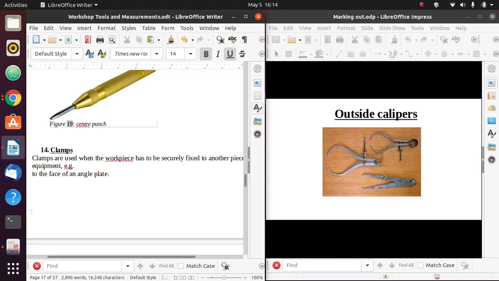Now we have calipers. We have two types of calipers. We have the outside calipers and we have the inside calipers. The outside calipers are usually used to measure the dimensions of an outside piece of workpiece. For example, if I have a bar that is circular in nature, if I want to measure the diameter, the outside diameter, I will use the outside calipers.